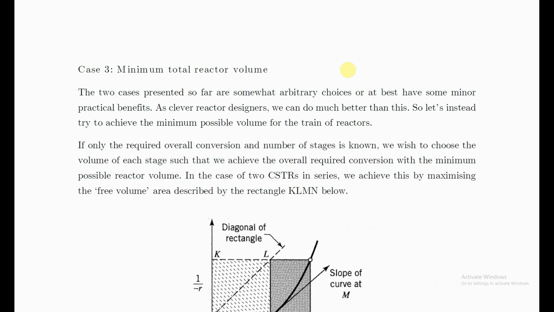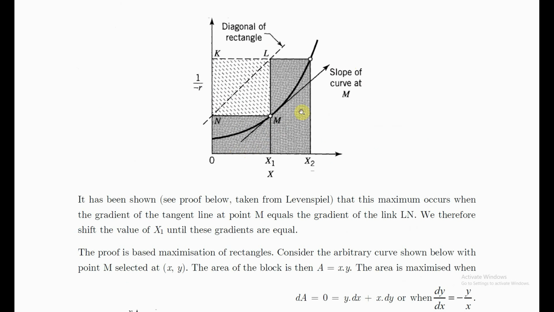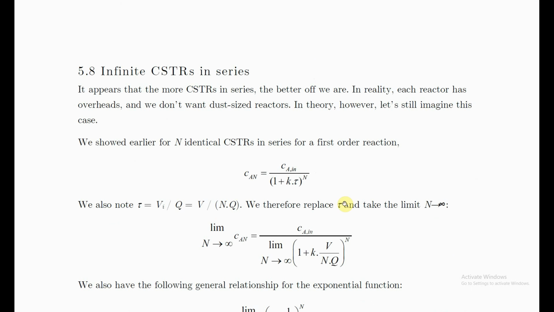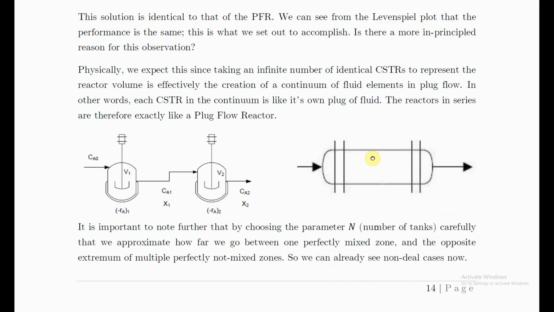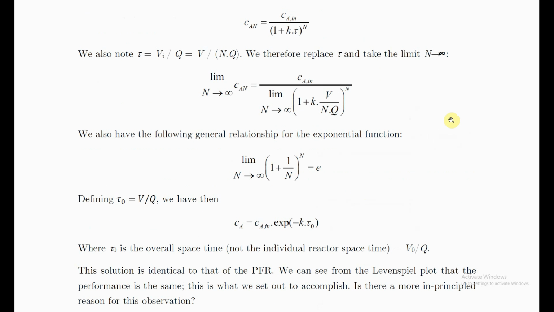And even in your Levenspiel plots, as you can see, as you add more CSTRs, you get closer and closer to this line here. And so you get closer and closer to the result you get for the PFR. Okay, now that's all true. You could say, well, that's interesting mathematically.